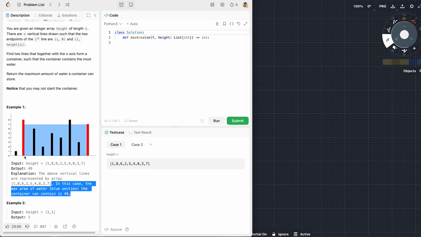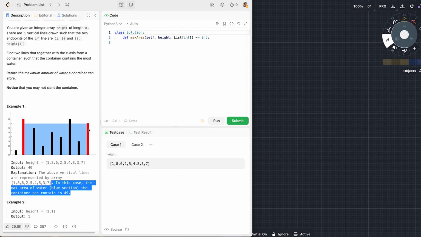And what does that mean? That means here it's of height 8. This red line right here on the right side, it's of height 7, and it's some distance away, right? 1, 2, 3, 4, 5, 6, 7. 7 away. And because the container can't go to 8, it's going to take the minimum of the two, 7. 7 times 7 is 49.